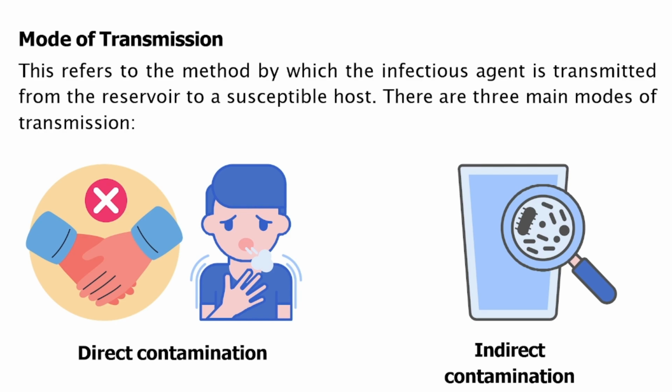As you can see in these pictures, examples of direct contamination are handshaking, coughing, or sneezing. While in indirect contamination, there is something that helps the bacteria or any type of virus to spread from one place to another. It means in indirect contamination, some type of vehicle is present.